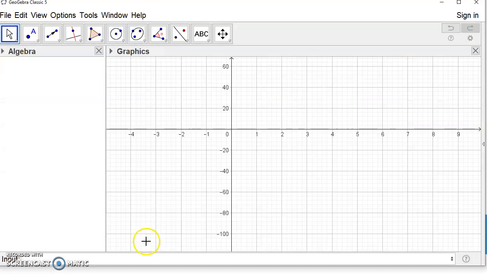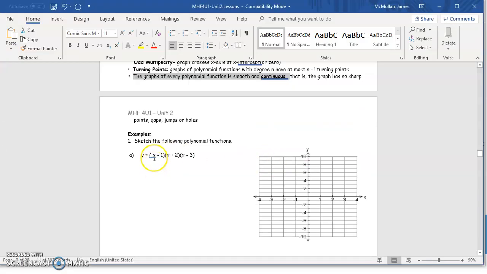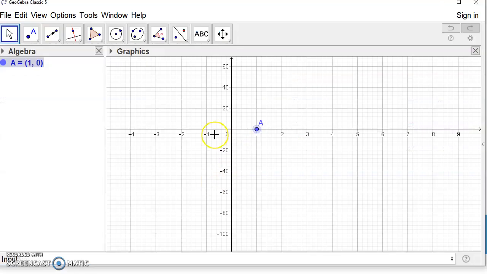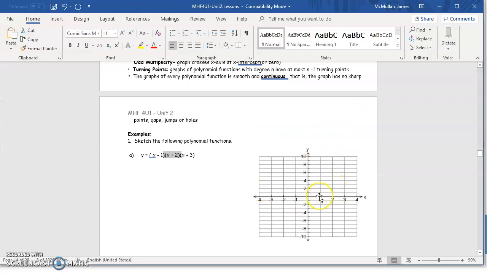So x minus 1 tells me that there is an intercept when x equals 1. So our function has to pass through the point (1, 0). The reason being, if you plug 1 into this equation, you get 0 times 3 times negative 2, and of course the overall answer is 0. The other x-intercept we'd be looking at here is at negative 2. So let's make another point at (negative 2, 0). So your graph should have a point at (1, 0) and (negative 2, 0) over here.